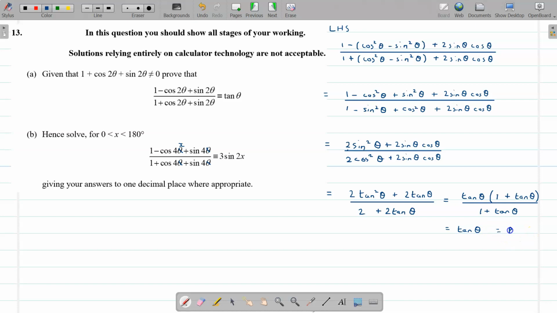So that's the right hand side, and that's the end of that part of the question. So quite a lot to write down there for that. So that was question A.